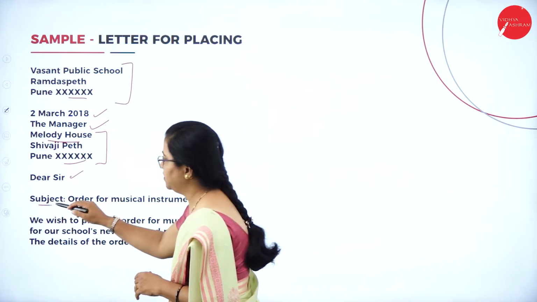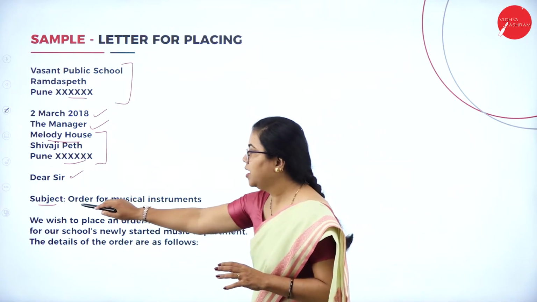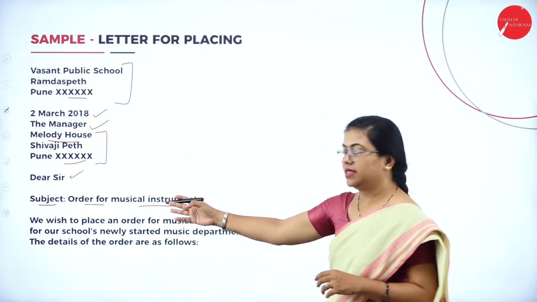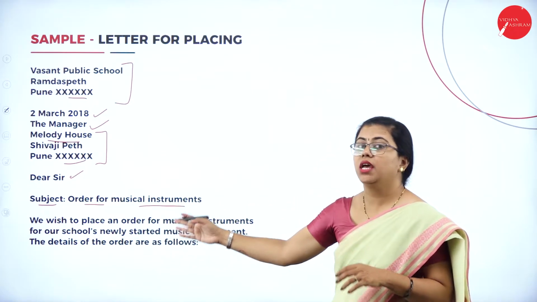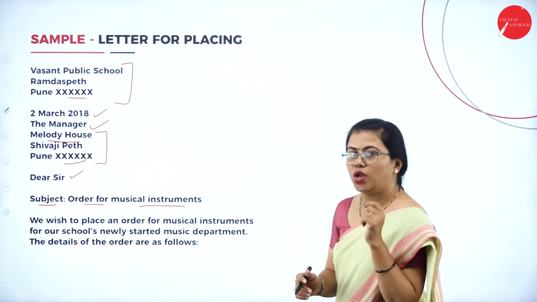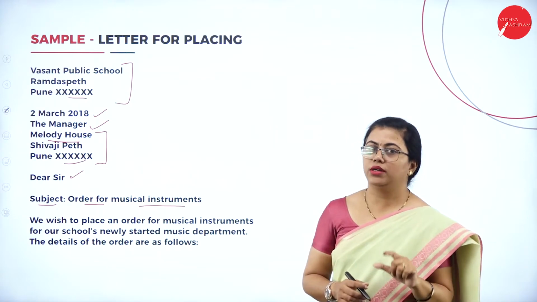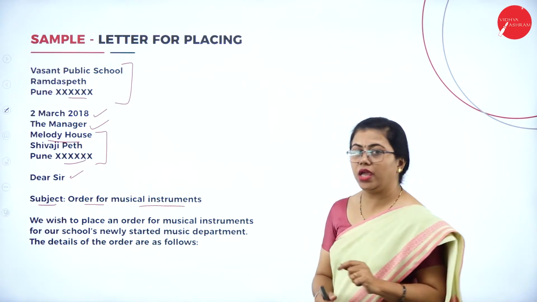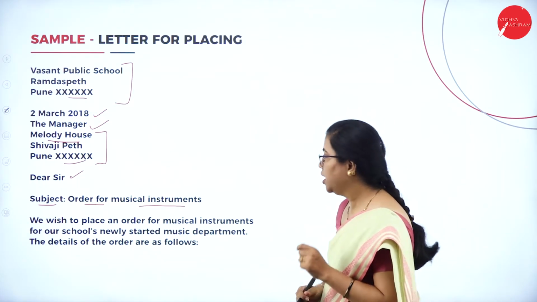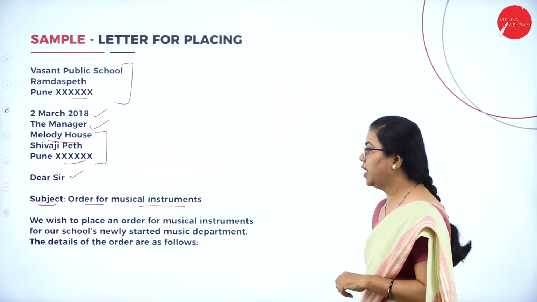Then comes the subject. What is the subject? I'm placing an order for something. What am I placing an order for? Order for musical instruments. So now that person will know there is an order for musical instruments. Then he will look into what the requirement of the sender is. So now let us look into the body of the letter, that is the main content. We wish to place an order for musical instruments for our school's newly started music department. The details of the order are as follows.